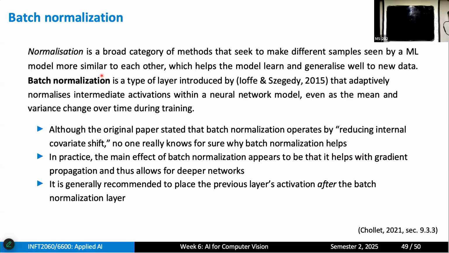Batch normalization is similar, it's also a kind of regularization, and dropout is one of them too. So the batch normalization layer adaptively normalizes intermediate activations within the network model. So you can use the mean or variance that change over time during training. This tries to reduce the internal covariate shift. In practice, the main effect is that it helps gradient propagation and allows deeper networks, meanwhile preventing overfitting. Okay, so that's how batch normalization works.